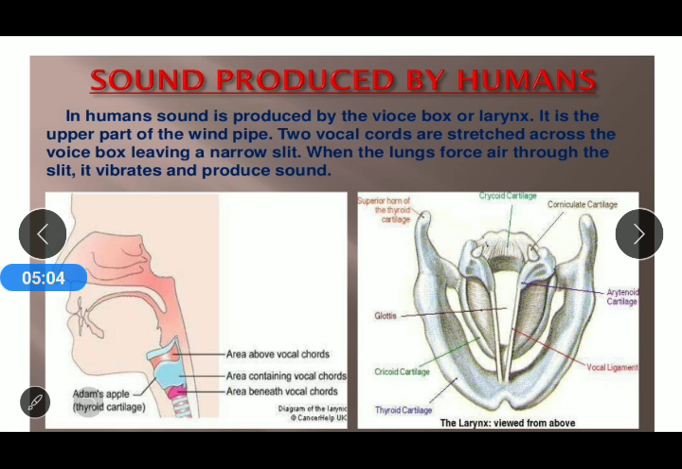So that is the basic description of how we are able to speak, or in another word, how we are able to produce sound. The most important part in the voice box or larynx is the vocal cords. When air is passed through the vocal cords, we are able to produce sound. That is the basic mechanism by which sound is produced.